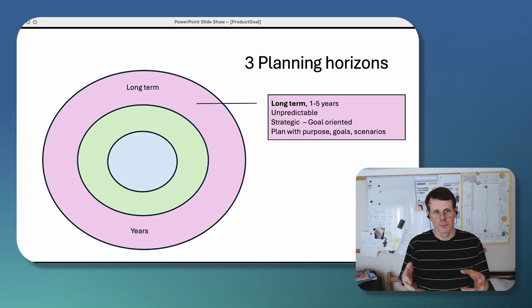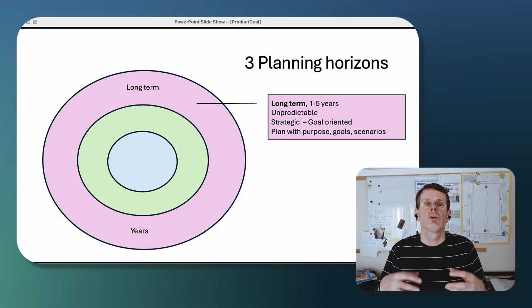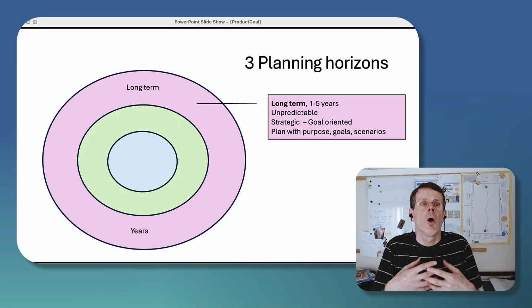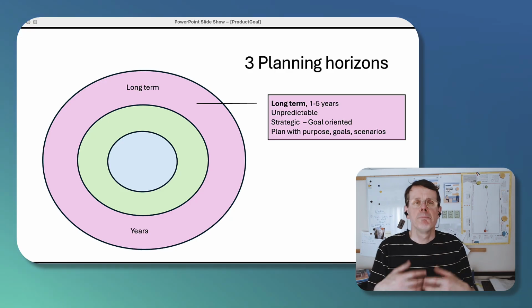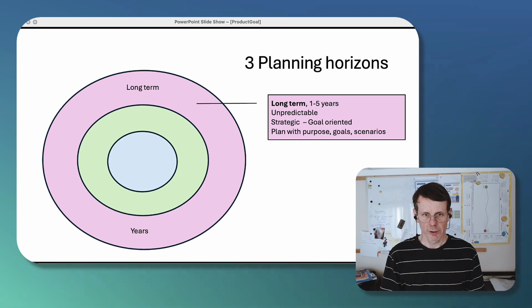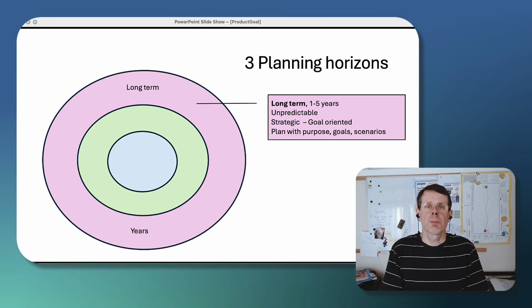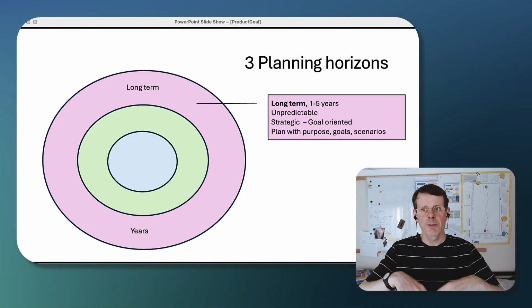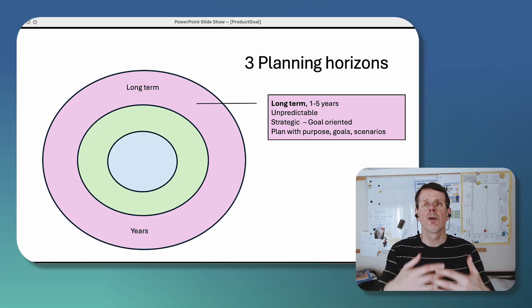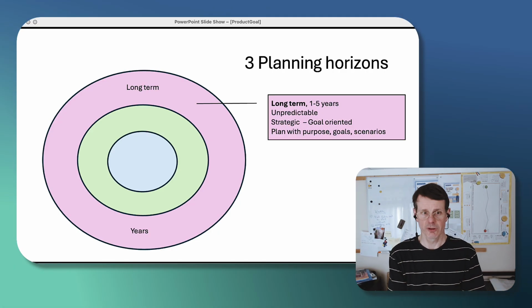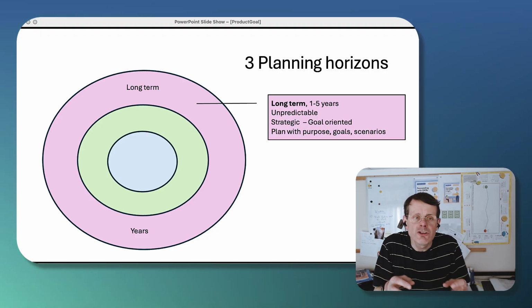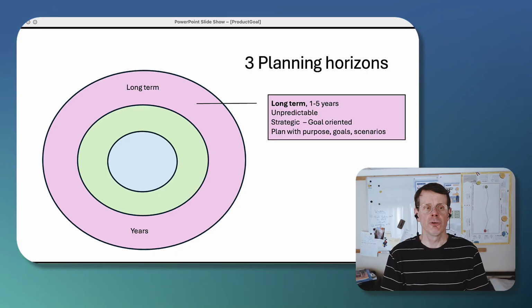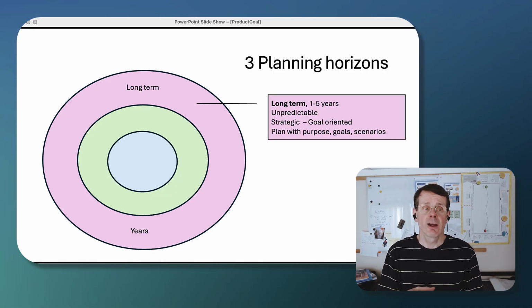Finally, the long term. The key thing about long-term planning is that it is most unpredictable. In the long term, almost everything is variable and many assumptions will turn out to be wrong. Therefore, future planning has to be both strategic and goal orientated. We can think about what we want to achieve. We can't necessarily think about how we're going to achieve it. It is strategic in the sense that these plans are broad and they only consider important issues. There are few, if any, details.